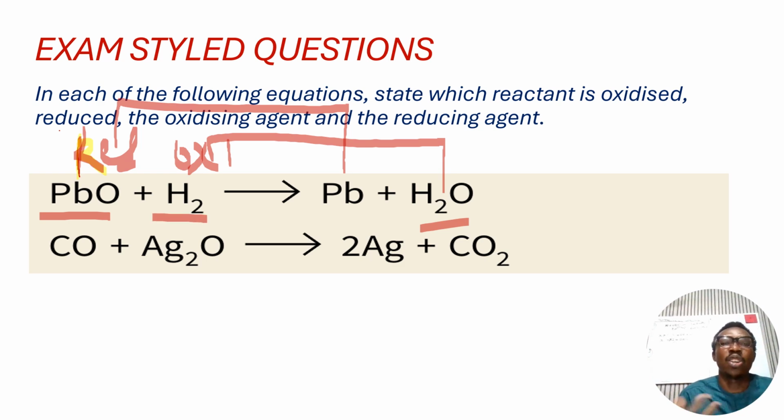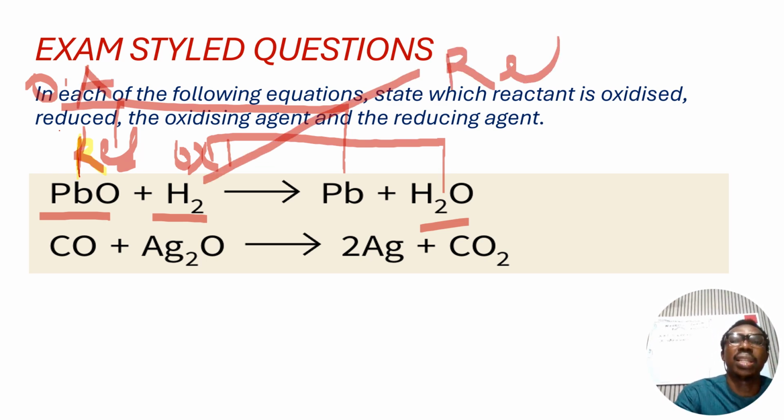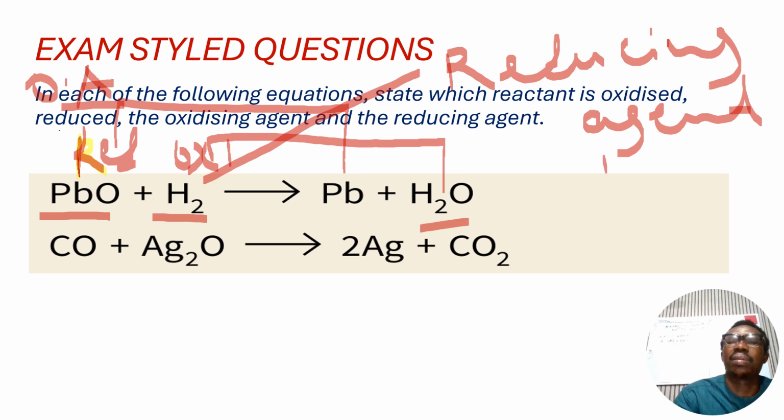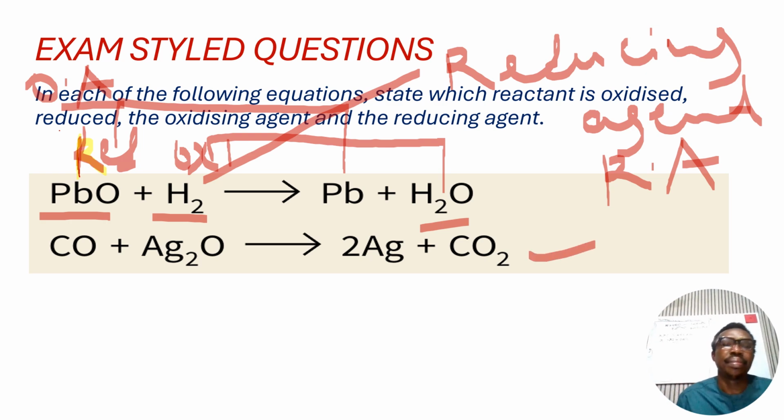So we want to identify the oxidizing agent. The oxidizing agent is the substance that is reduced. So lead oxide is the oxidizing agent, while hydrogen is the reducing agent. The reducing agent is the substance that is oxidized. So it is hydrogen that is oxidized.